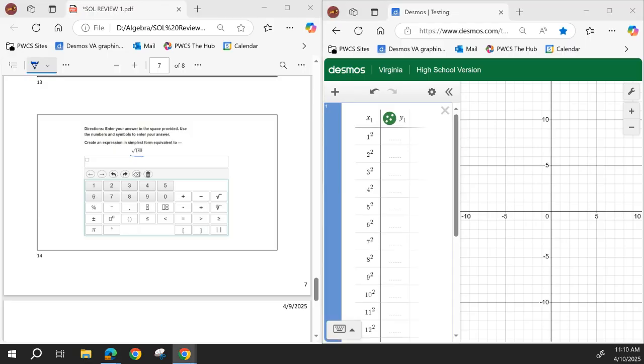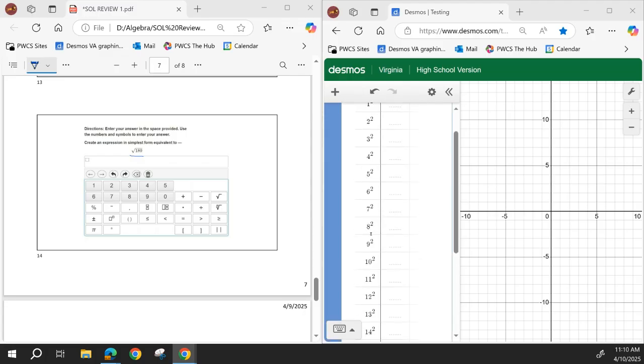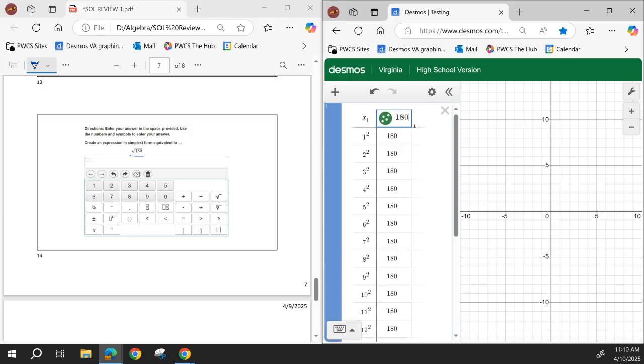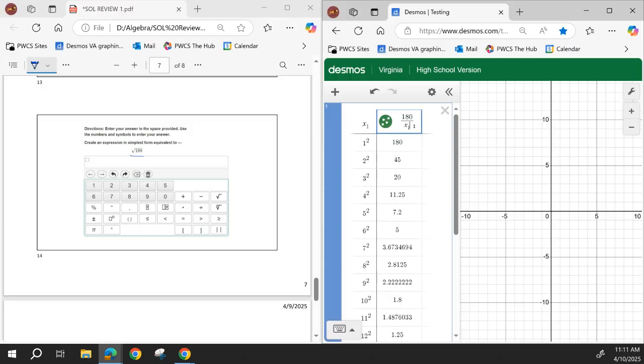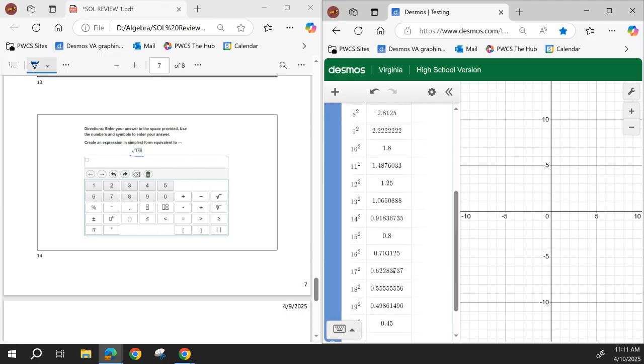When we were working on these in class, we did 1 through 10. I would recommend you go all the way to 20. It's going to take you an extra 30 seconds to get up to 20 squared in there. But sometimes we have bigger numbers that we need to find. Remember that we're going to go here, delete out y1, and type 180 divided by x1. And then we're going down and we're finding the smallest number in this right column that is not a decimal.